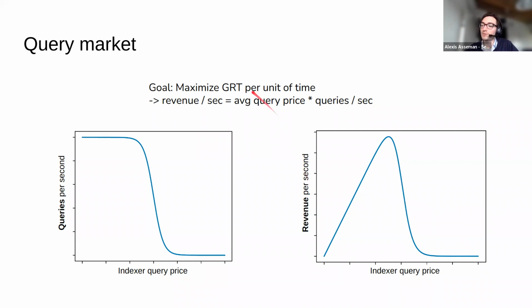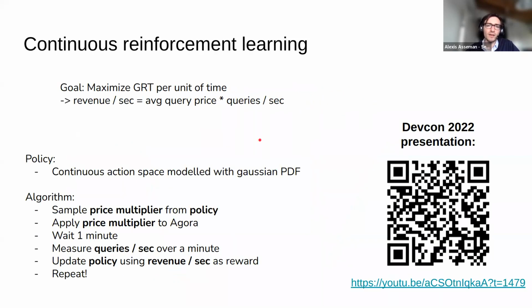And so the game here is to maximize our revenue, which is the average query price times the query rate that we're receiving. For this, we decided to do some continuous reinforcement learning to continuously adjust an action space that we've modeled with a Gaussian. Basically, we have just a Gaussian that's determining the probability density for us to pick a particular price. We're sampling that Gaussian and changing our price multipliers constantly. And with this, we determine a reward function. That reward function is just our revenue.